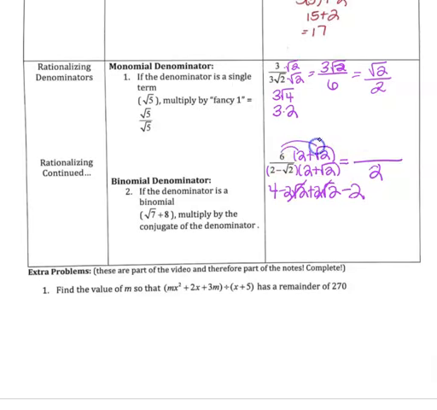In the numerator with distribution, I have 12 plus 6 radical 2, and then I'm able to reduce each of these numbers. So 12 divided by 2 is 6, 6 divided by 2 is 3, and that's my final answer.